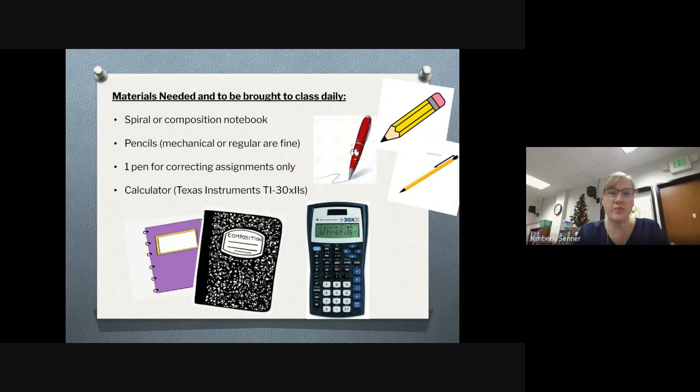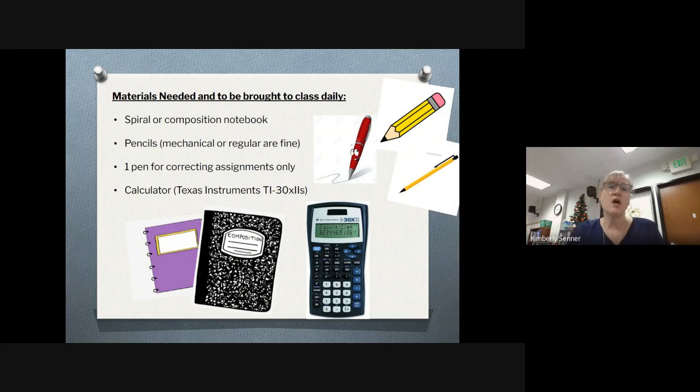Materials that need to be brought to class every day. Please bring a spiral or a composition notebook. I believe that there may have been a little bit of miscommunication about how many of those you need. If you are an 8th grader and you have a composition book left over from last year for math, please feel free to use it.